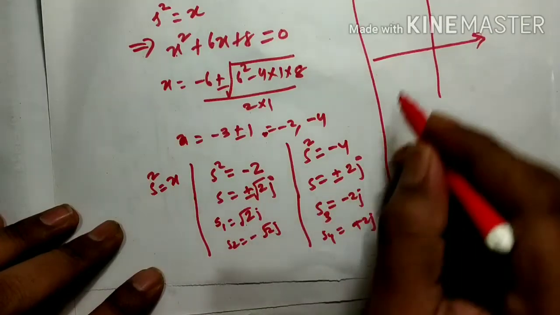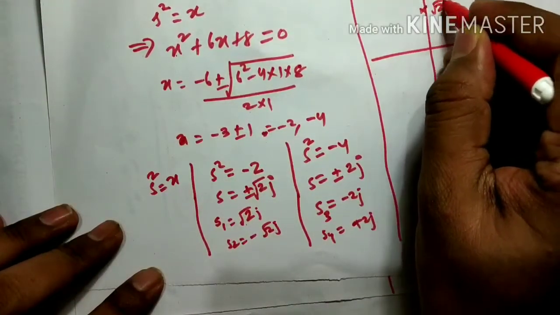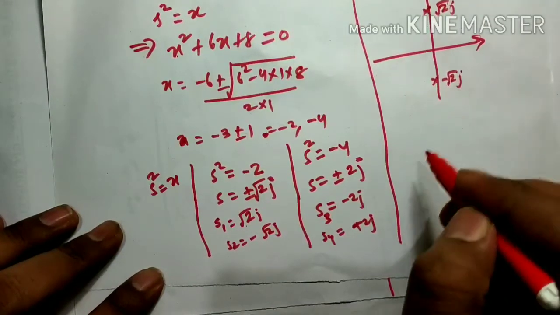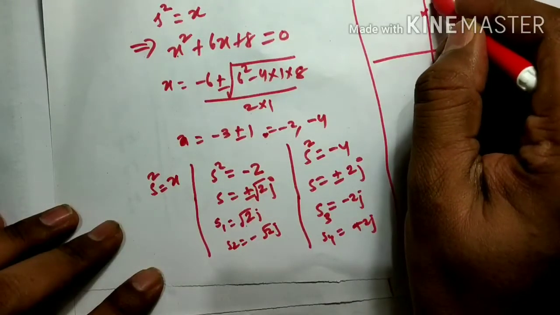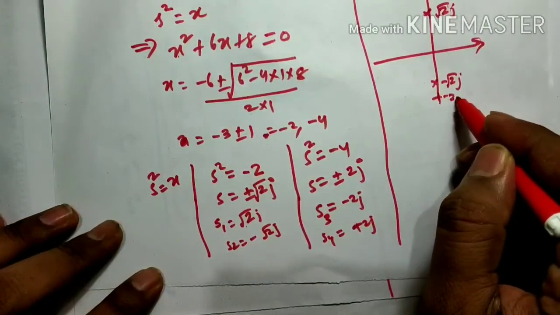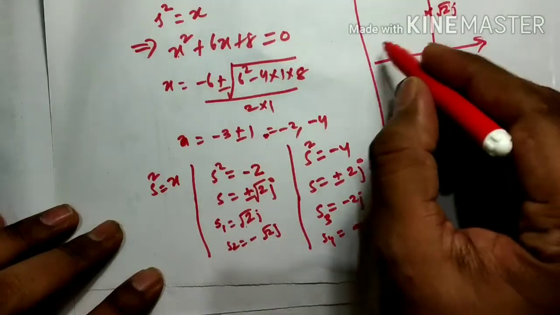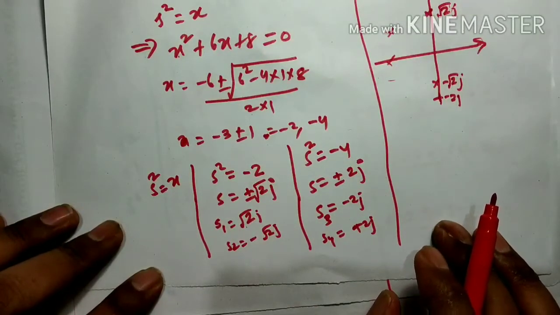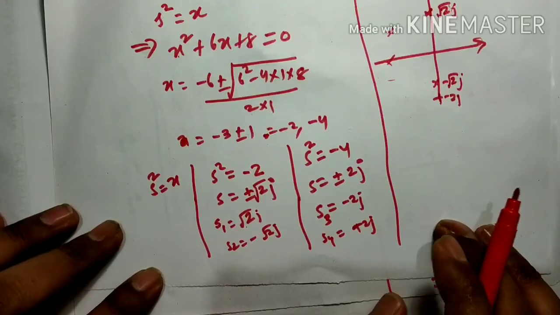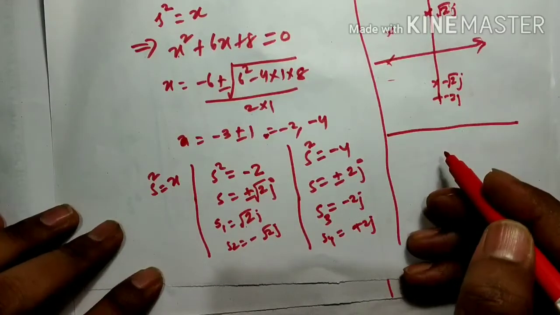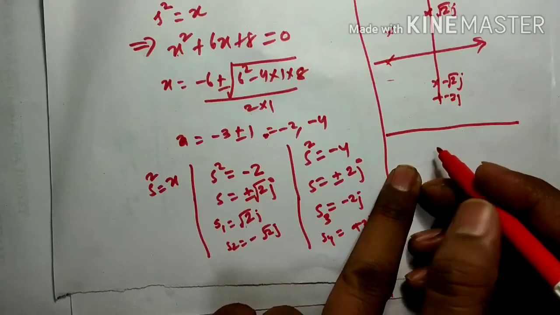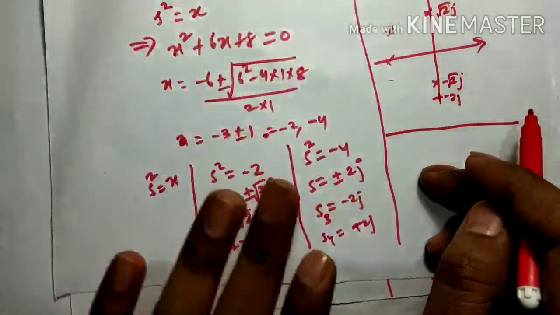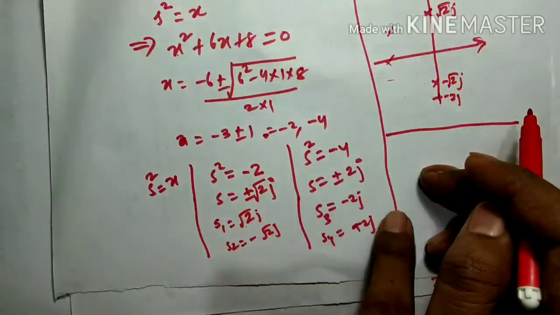So here the first one is root j, and minus root j, and another one 2j, minus 2j. Then the rest of the poles are lying in the left half of the s plane. So this system is marginally stable. So how many poles are lying in the left half of the s plane? Sorry, left of the s plane, how many are lying?